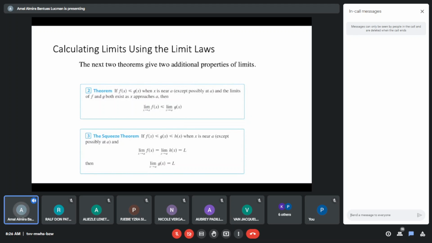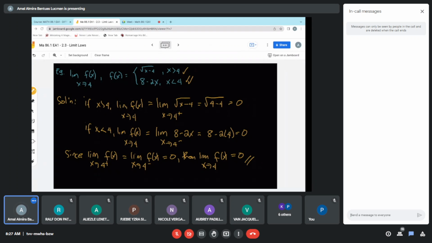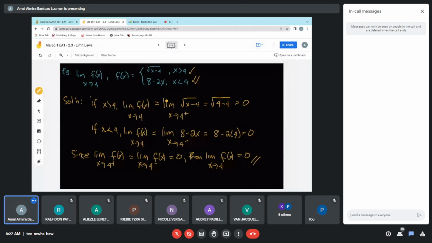We have two additional theorems. So if f of x is less than or equal to g of x when x is near a, except possibly at a, and the limits of f and g both exist as x approaches a, then the limit of f of x as x approaches a is less than or equal to the limit of g of x as x approaches a, of course.